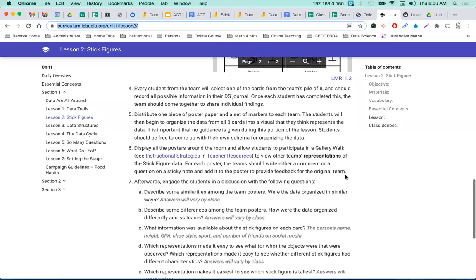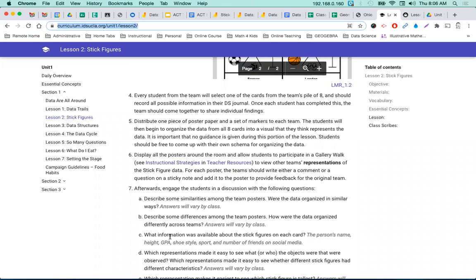I'm just kind of reading through some questions here that are going to help us think about it. So what information was available about the stick figures on each card? Well, again, we had the person's name, the height, GPA, shoe style, sport, and number of friends on social media. Now, it didn't say number of friends on social media, but I'm thinking that's probably what it is because of the number of friends that some of them had. But those are the different pieces of information that we knew about each person.